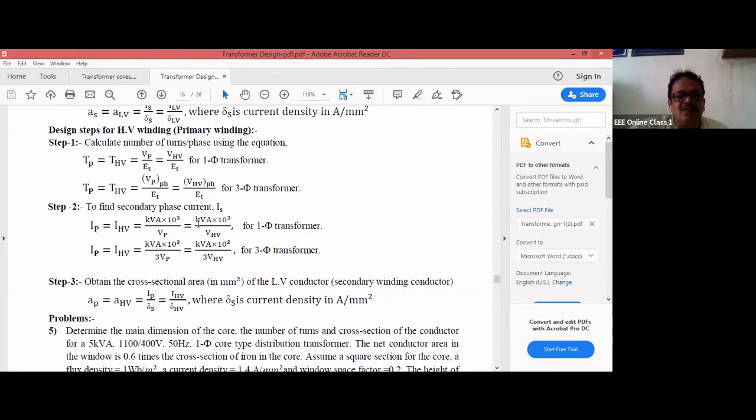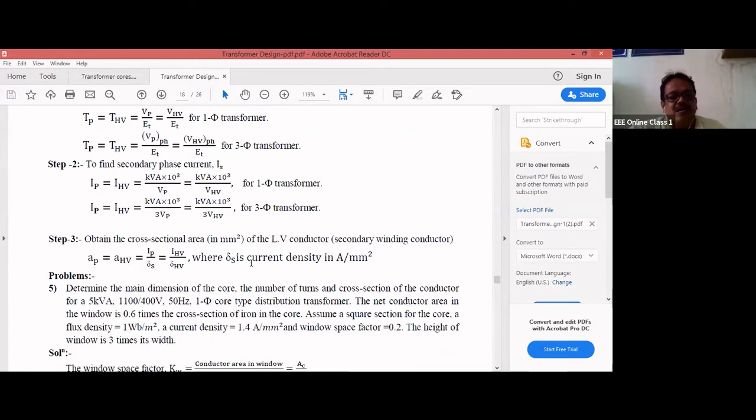IP or IHV is equal to kVA into 10 power 3 over VHV, or you can use this formula. If you use IP, use this formula. If you use IHV, use this formula: kVA into 10 power 3 divided by VHV. For single phase, likewise for three phase, you multiply by 3. That is for three phase.